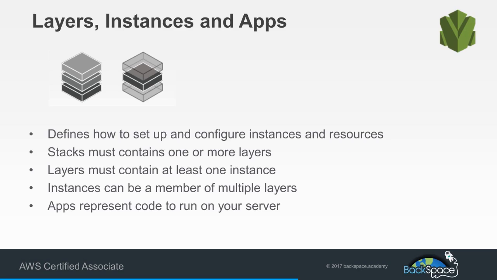So within a stack, we have layers, and those layers define how to set up and configure instances and resources. And you can mix and match these layers. So a layer can be used in multiple stacks, okay? And a stack can be made up of one layer or can be made up of multiple layers. But a stack must contain at least one layer. And layers must contain at least one instance. Now these instances can also be a member of multiple layers. So you can reuse instances. You can better utilize them across multiple layers.